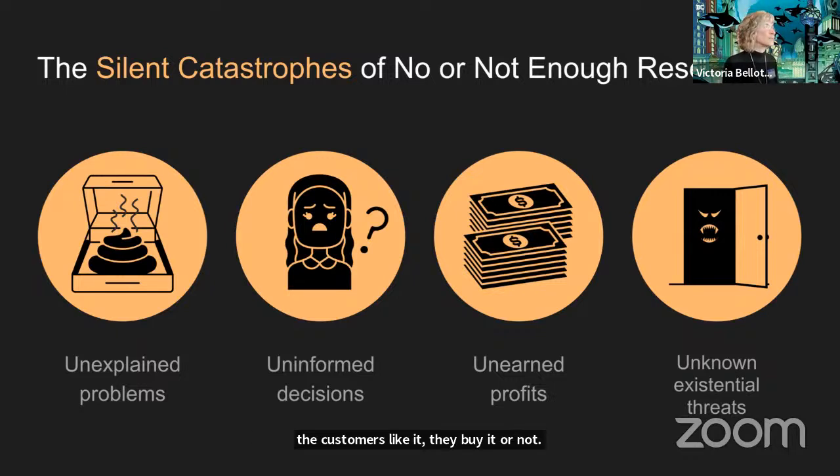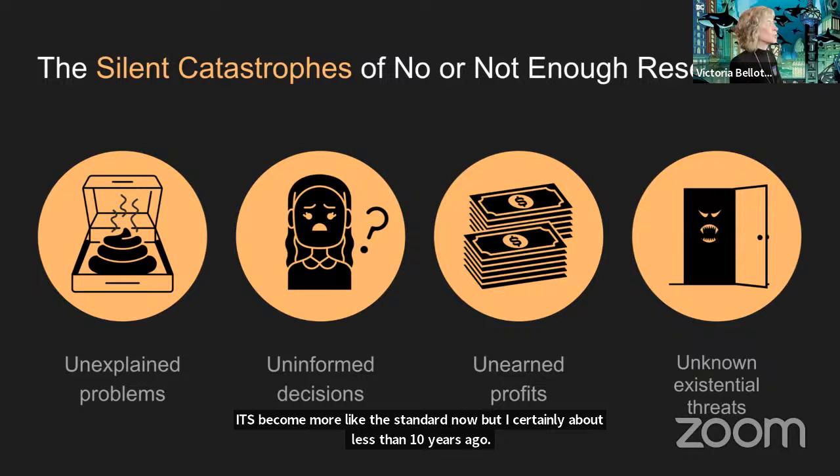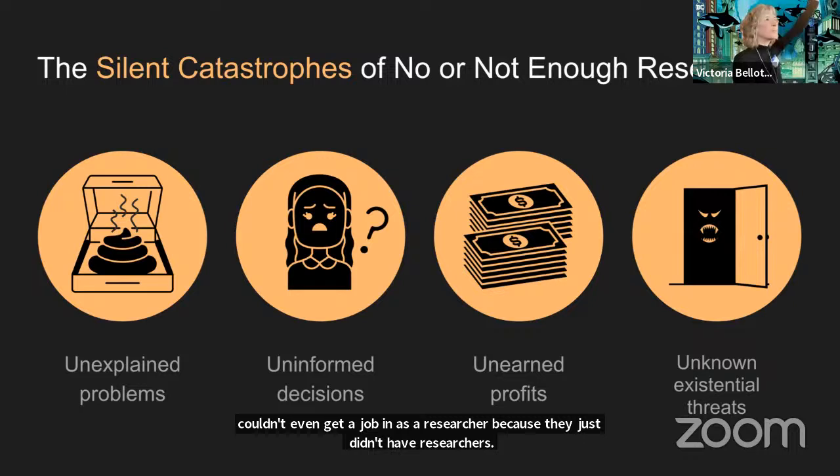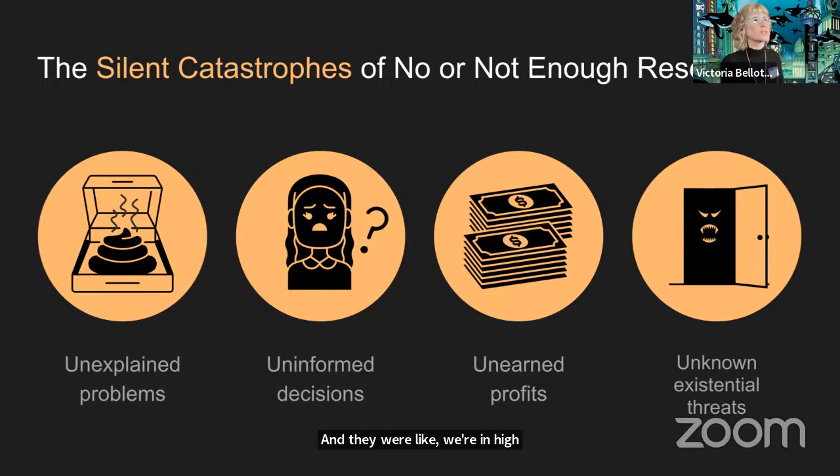And then, of course, there are the unearned profits. Now, a lot of companies in hypergrowth are not interested in UX research, or they were not. It's become more like the standard now, but less than 10 years ago, there were a lot of companies that are big names now that you couldn't even get a job in as a researcher because they just didn't have researchers. They were like, we're in hypergrowth, so obviously we don't need research. But it's still unearned.